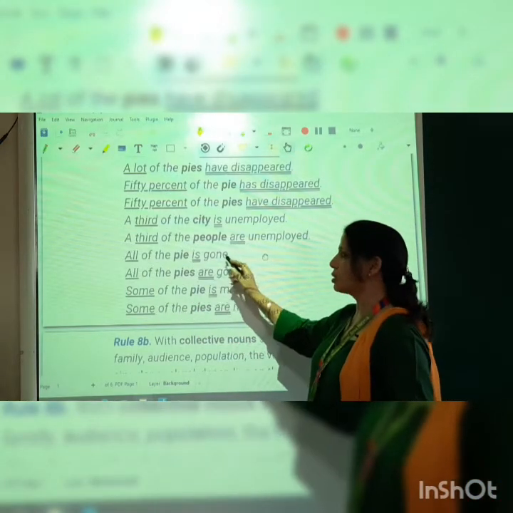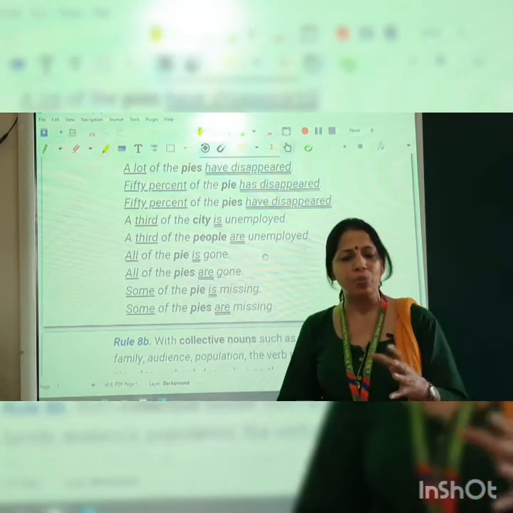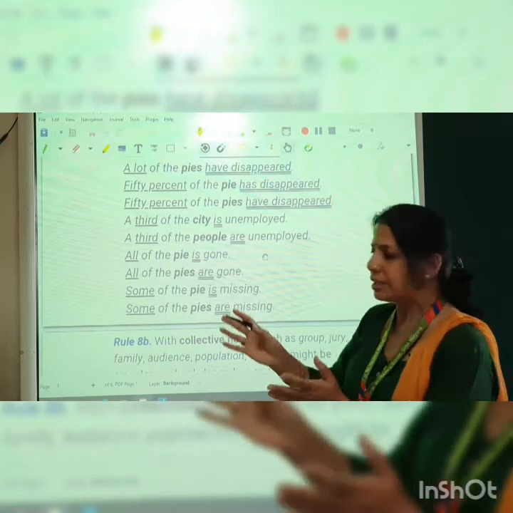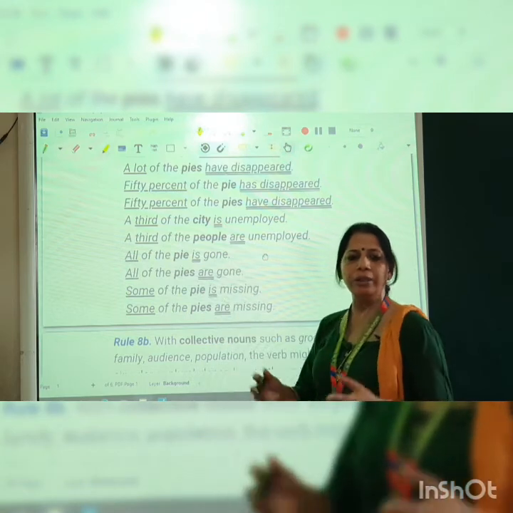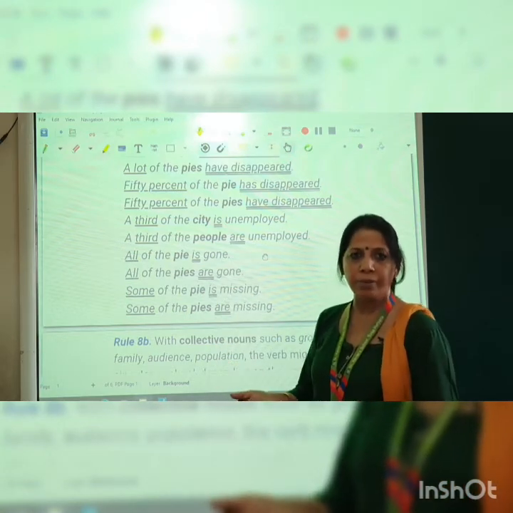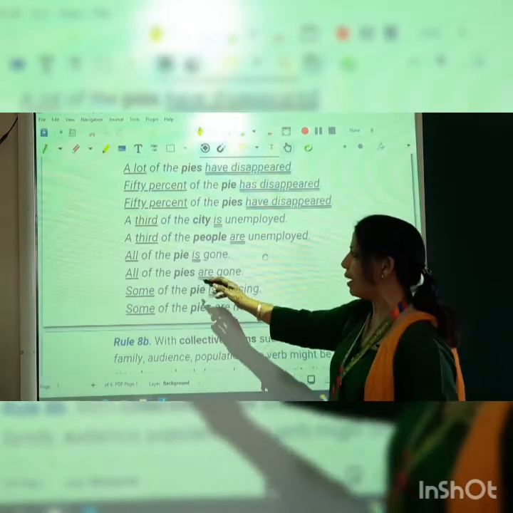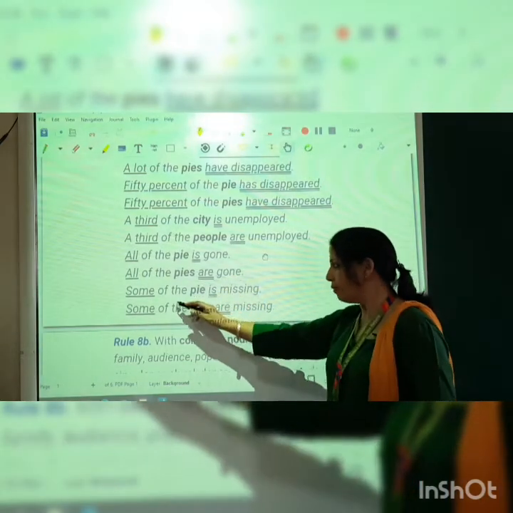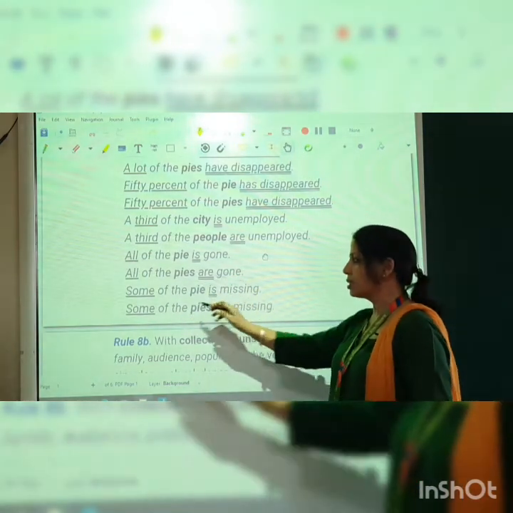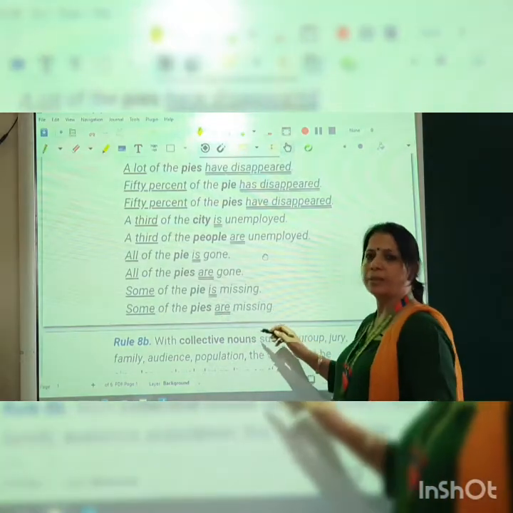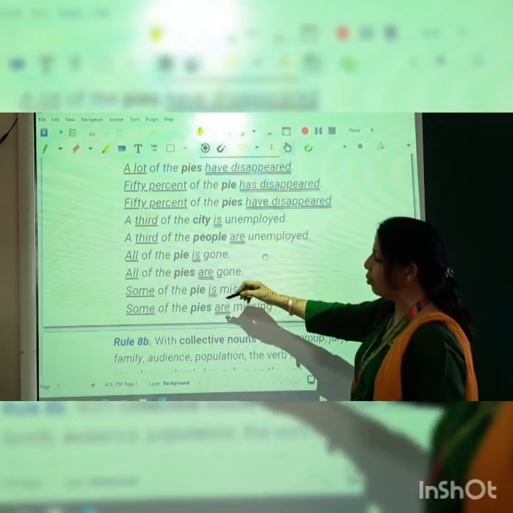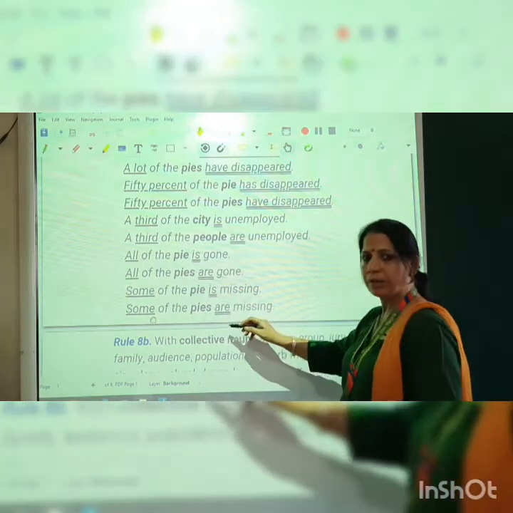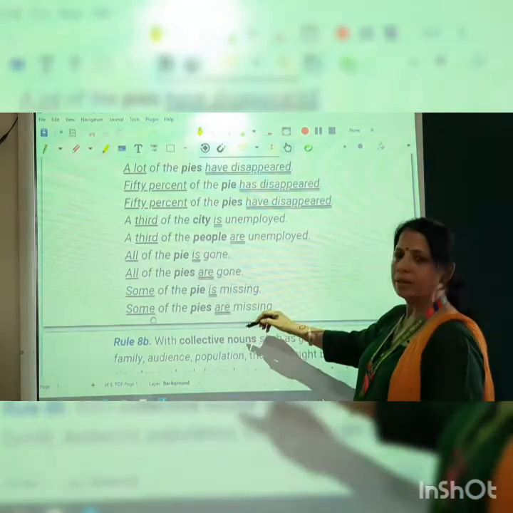All of the pie is gone. Now "all of the pie" means one single pie, the whole of it has gone. "All of the pies are gone" means all the pies. Maybe there were 10 in number, maybe there were 8. So all of the pies are gone. Some of the pie is missing, some of the pies are missing. Okay, same thing. You just have to keep in mind they can be used with both singular and plural. You have to look at the meaning.